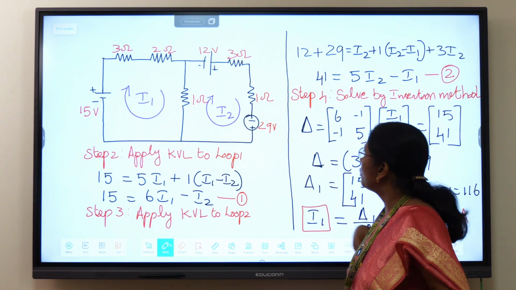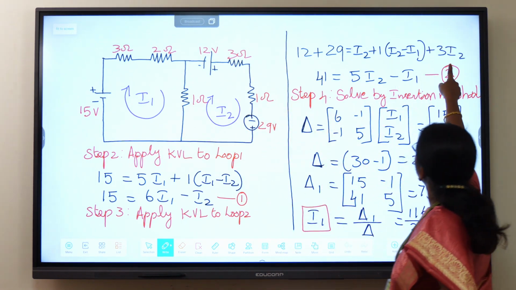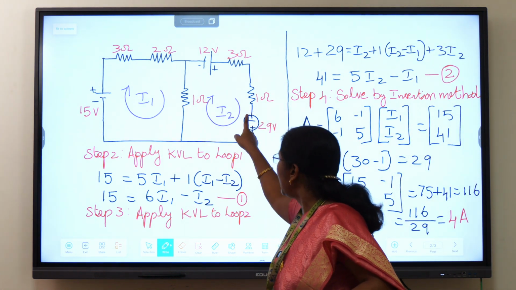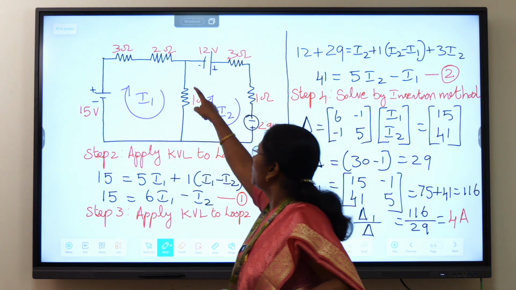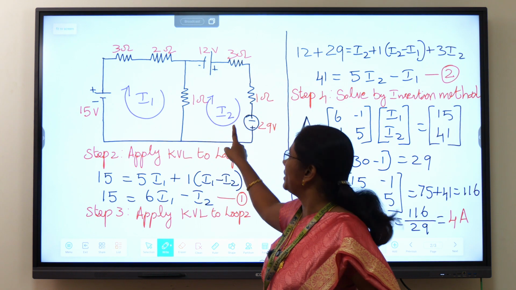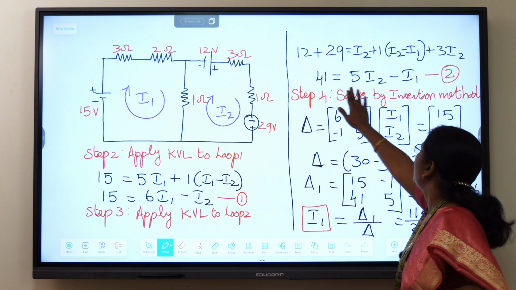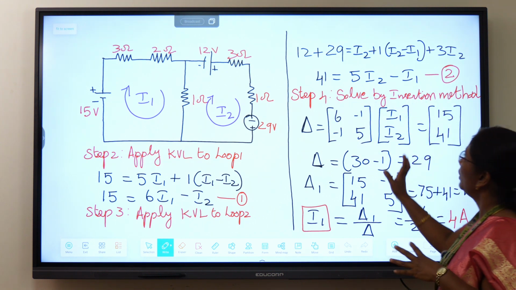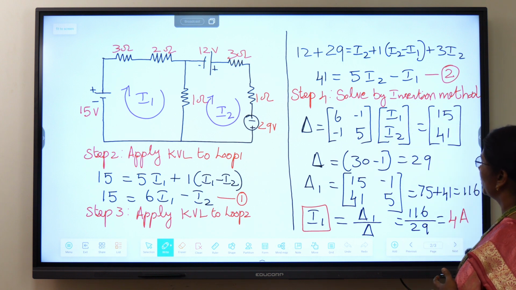If you write the equation for this, then it is 3 ohms into the current I2, as given. Then the current through this 1 ohm is I2 minus I1, because this is the reference loop now. If you solve these equations, we will get equation 2. By using equations 1 and 2, now we have to write the matrix method equation.